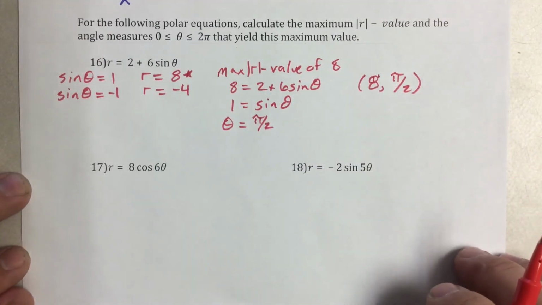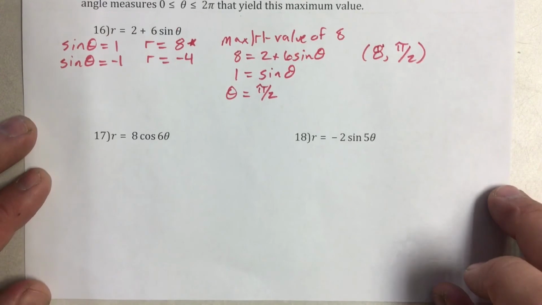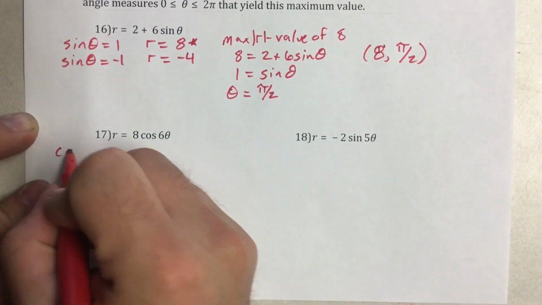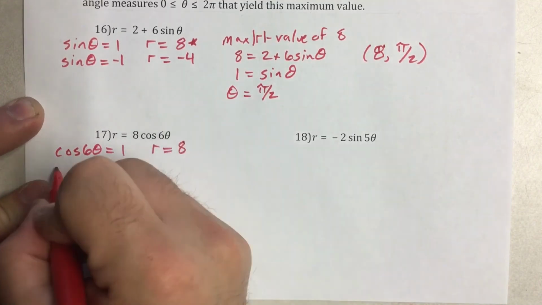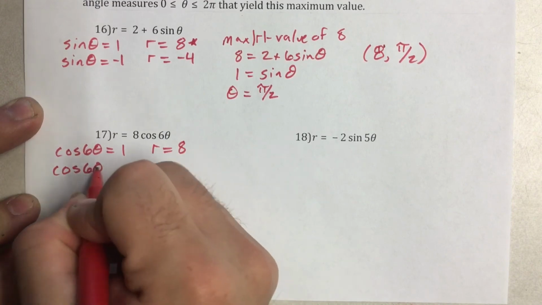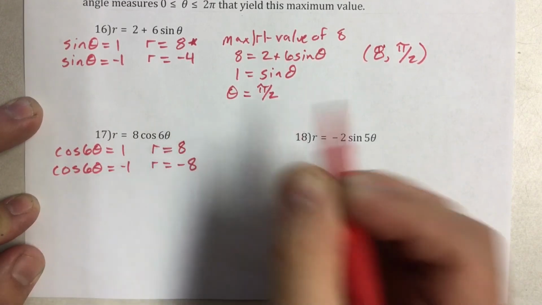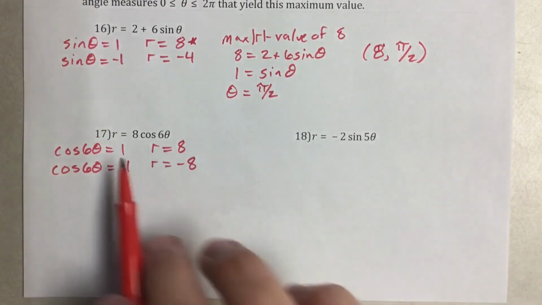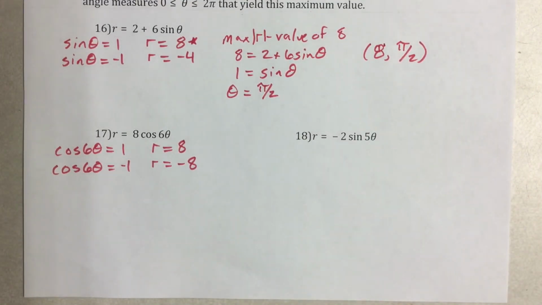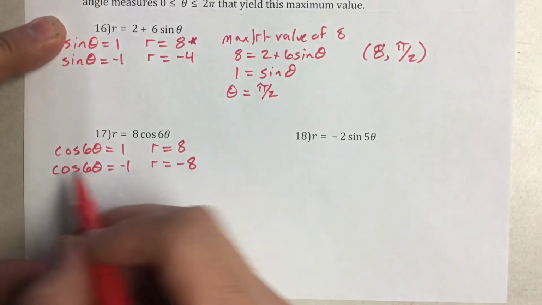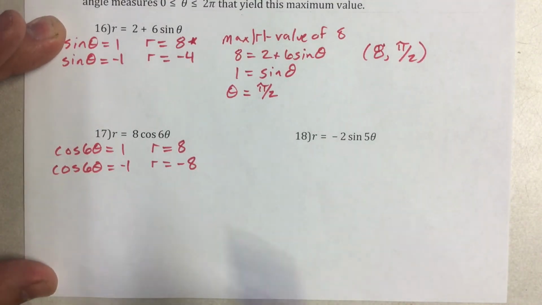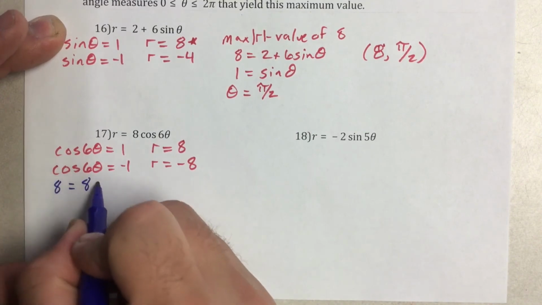All right? So looking at our cosine of 6 theta, it's the same thing. When cosine of 6 theta equals 1, r is going to equal positive 8. When cosine of 6 theta equals negative 1, it's going to equal negative 8. Now with rose curves, because that's what we have, if we have an even multiple of theta, you have to set your equation equal to both the positive and negative max value. So we have positive 8, negative 8, and it's an even multiple. So I have 8 equals 8 cosine of 6 theta.